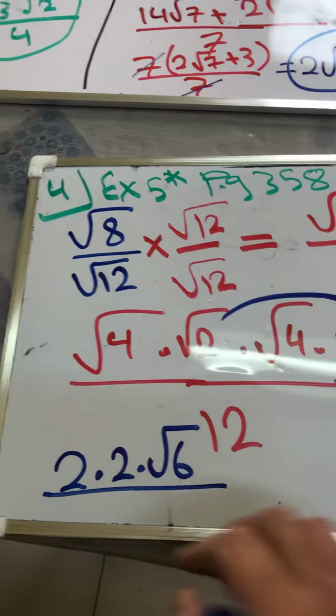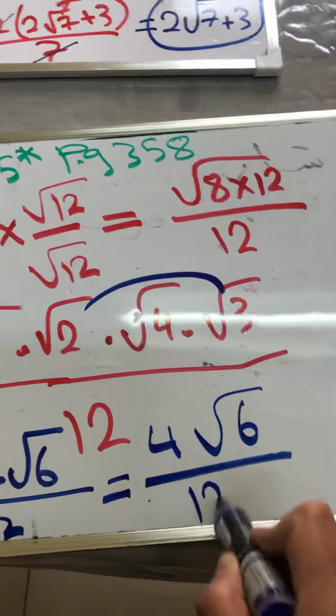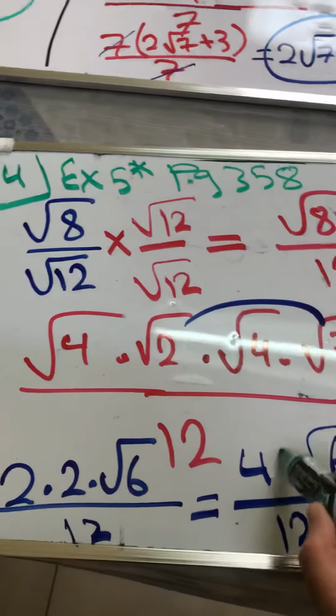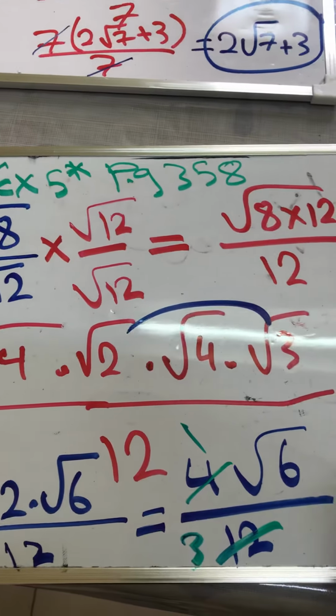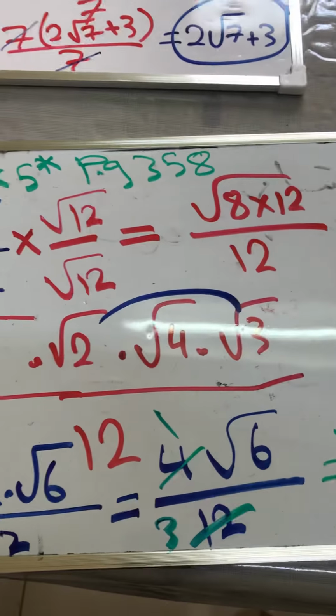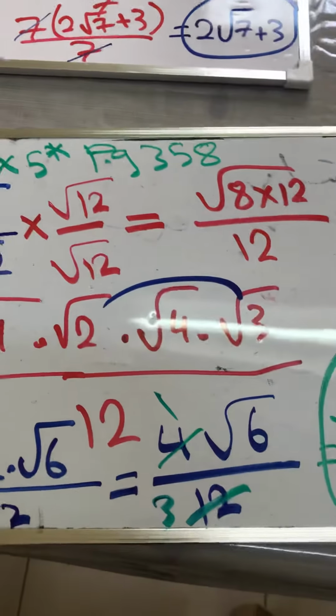And here 12. So what I have up, I have 4 square root of 6 over 12. Simplify, divided by 4 equals 1, divided by 4 equals 3. So the final answer is square root of 6 over 3, like this.